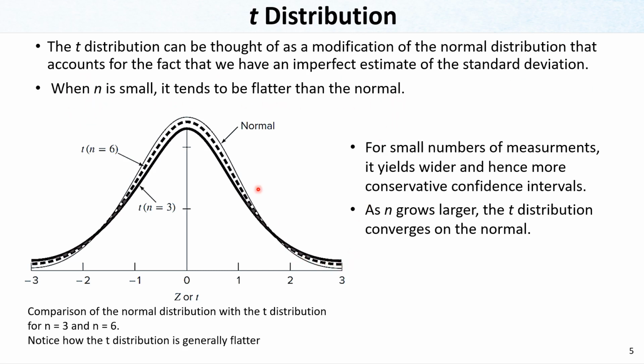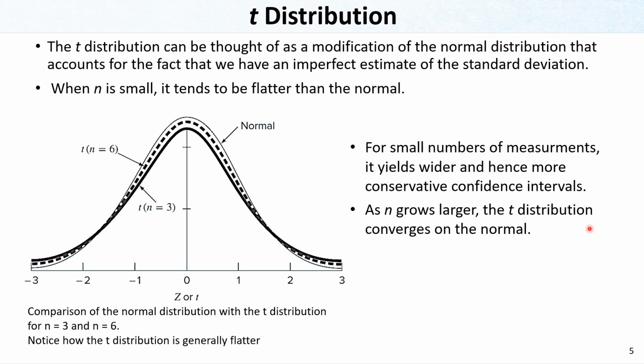So you can see this thin line is the actual normal distribution, and when the number of samples are reduced, like the dashed is n equals 6 for instance, and the thick one is n equals 3, you can see the peak point is getting lower and lower. So it's getting flatter. And from the right and left sides, it's getting a little bit higher, but it will be flat eventually for one value. So for small number of measurements, it yields wider, hence more conservative confidence intervals. And as n grows larger, the T distribution converges on the normal.